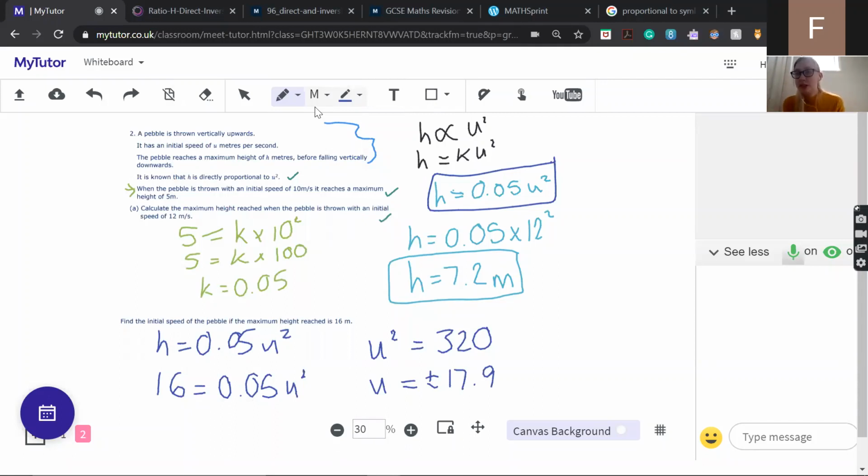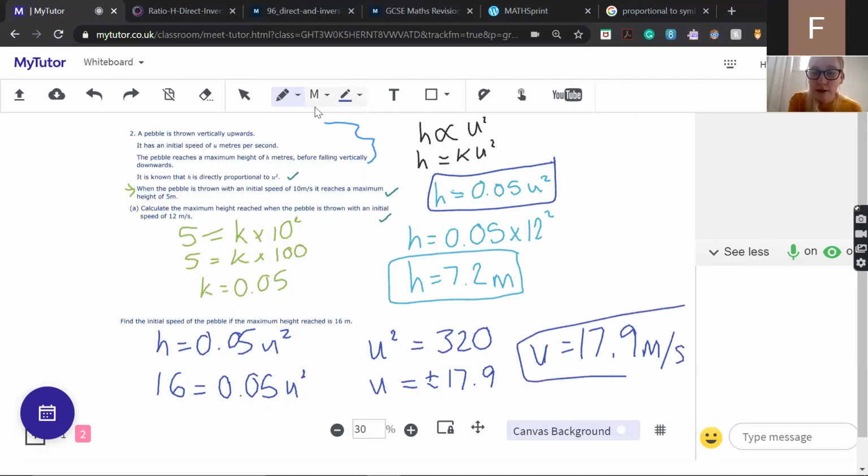And that's because, for example, if you square root 4, well, 2 squared is 4, but minus 2 squared is also 4. Now this is important because you need to show that you know that it could be plus or minus, but you can't really throw something with a negative speed. Speed has to be positive. So that means that we disregard our negative value. So we say that u equals 17.9 meters per second.